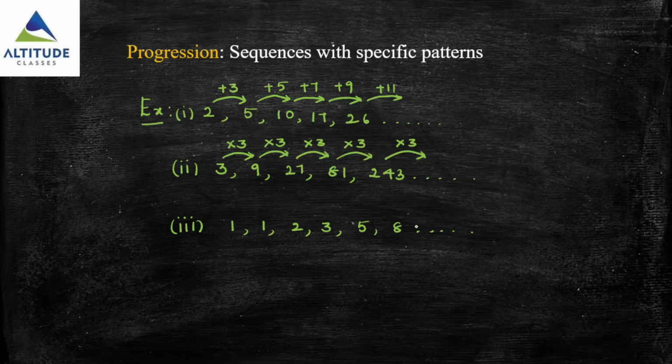Suppose I ask you what the next term in this sequence is, what will you do? You will add these two. 5 plus 8 is 13. So 13 is the next term in example number 3. Since there is a pattern in this sequence, it is also a progression.